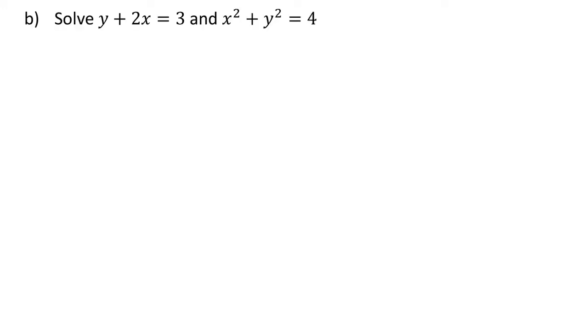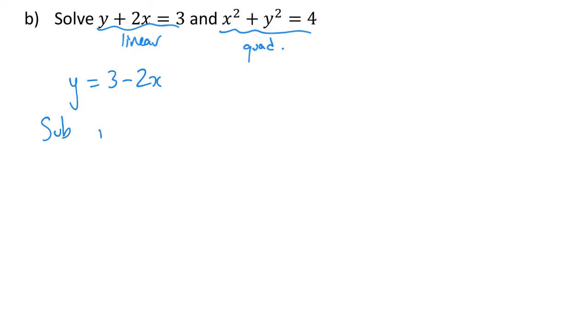Example B, solve y plus 2x equals 3 and x squared plus y squared equals 4. So the first one is my linear because there's no x squared or y squared terms, whereas this is our quadratic. So what we need to do is rearrange the linear so it's y or x is equal to, and it's going to be easier to make y the subject because it's a single y. So if we move the 2x to the other side, we get y equals 3 minus 2x. And we can sub that into the quadratic.